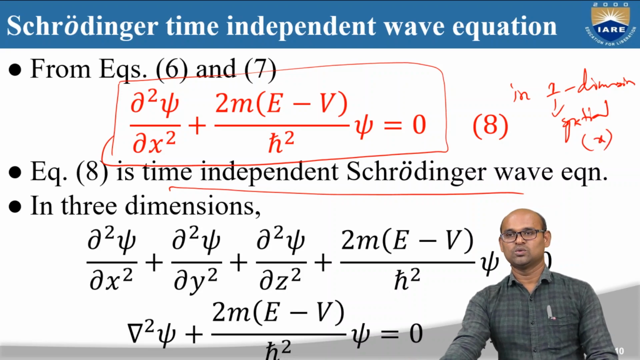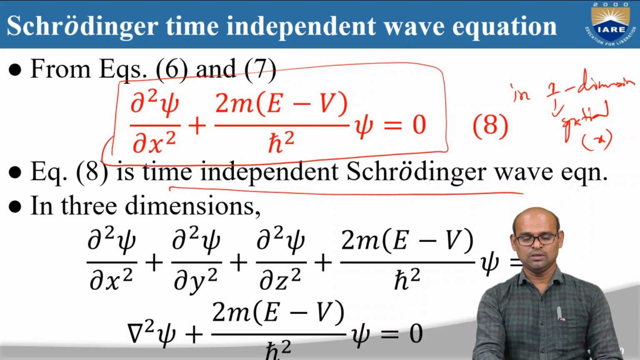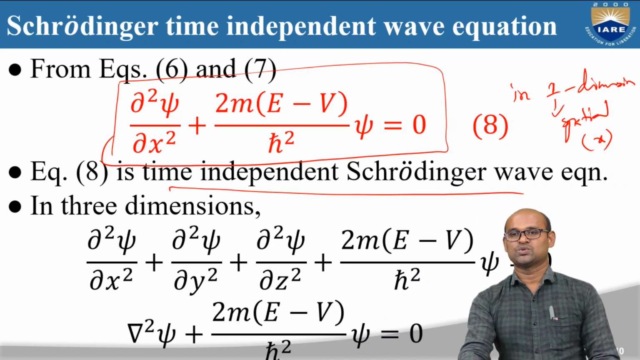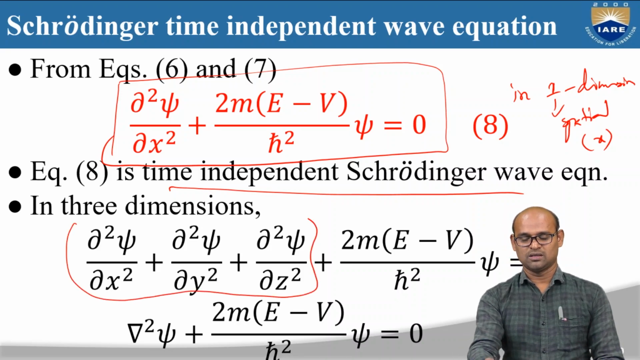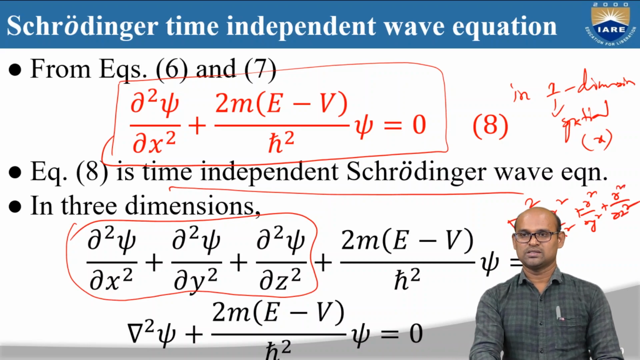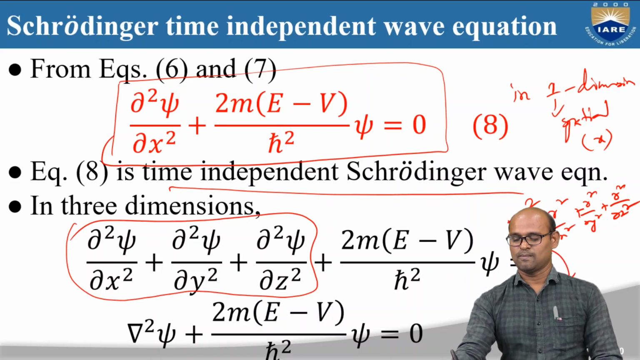If you want to write it in 2 dimensions and 3 dimensions, you will have 2 more variables in 3 dimensions. So in 3 dimensions, this is the equation: dou square psi by dou x square plus dou square psi by dou y square plus dou square psi by dou z square plus 2m into E minus V by h cut square into psi is equal to 0. Or I can replace all these 3 differentials by the Laplacian operator del square, which is equal to dou square by dou x square plus dou square by dou y square plus dou square by dou z square. So del square psi is nothing but dou square by dou x square plus dou square by dou y square plus dou square by dou z square into psi. This is called the Laplacian operator.